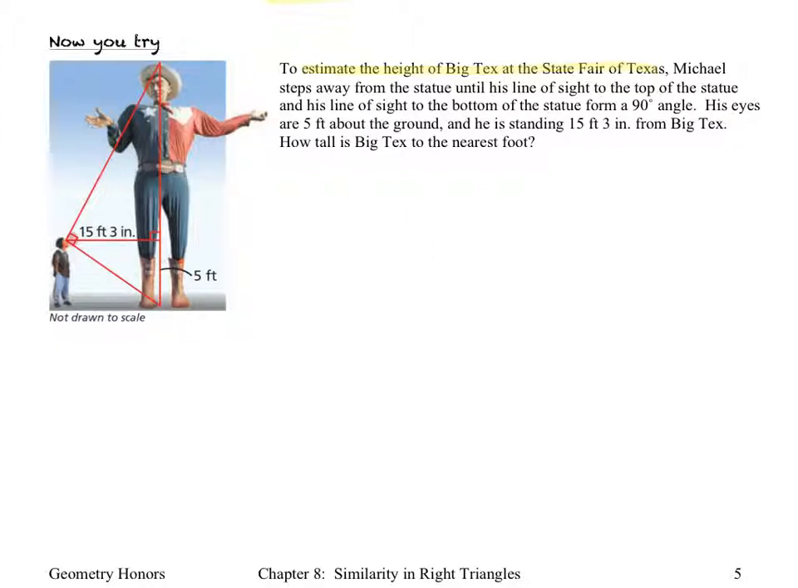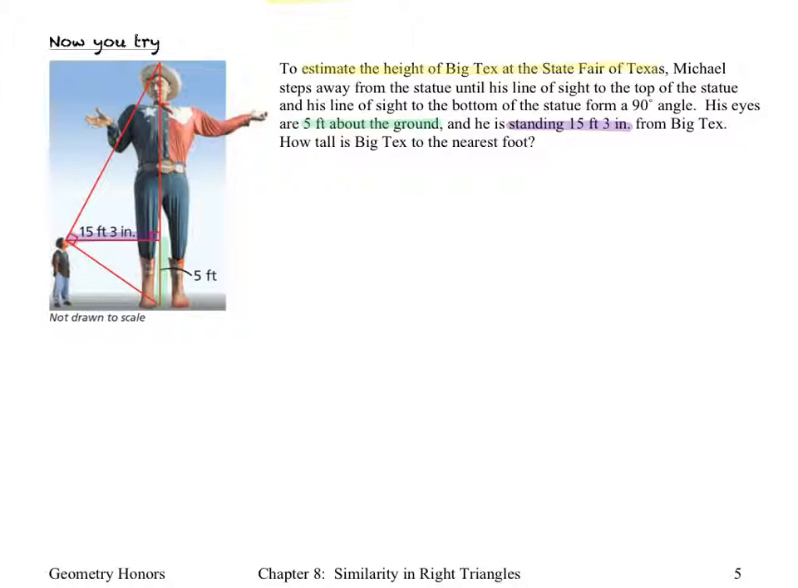So that's this 90-degree angle right here. His eyes are about 5 feet above the ground. That should say above. So this is the 5 feet height he's talking about. And he is standing 15 feet 3 inches away from Big Tex, and that's this altitude. How tall is Big Tex to the nearest foot?